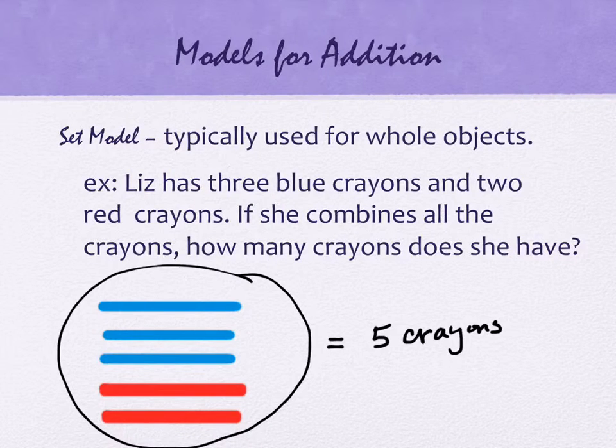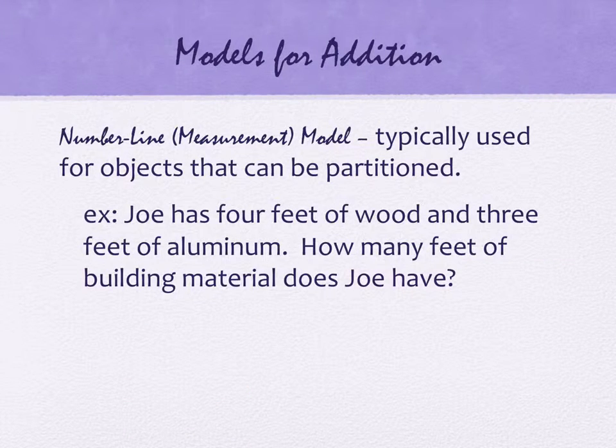The other model is the number line or measurement model. This one is typically used for objects that can be partitioned. This is the cookie example. Another example is miles, if you were talking about running miles or driving miles. Joe has, for example, 4 feet of wood and 3 feet of aluminum. How many feet of building material does Joe have?